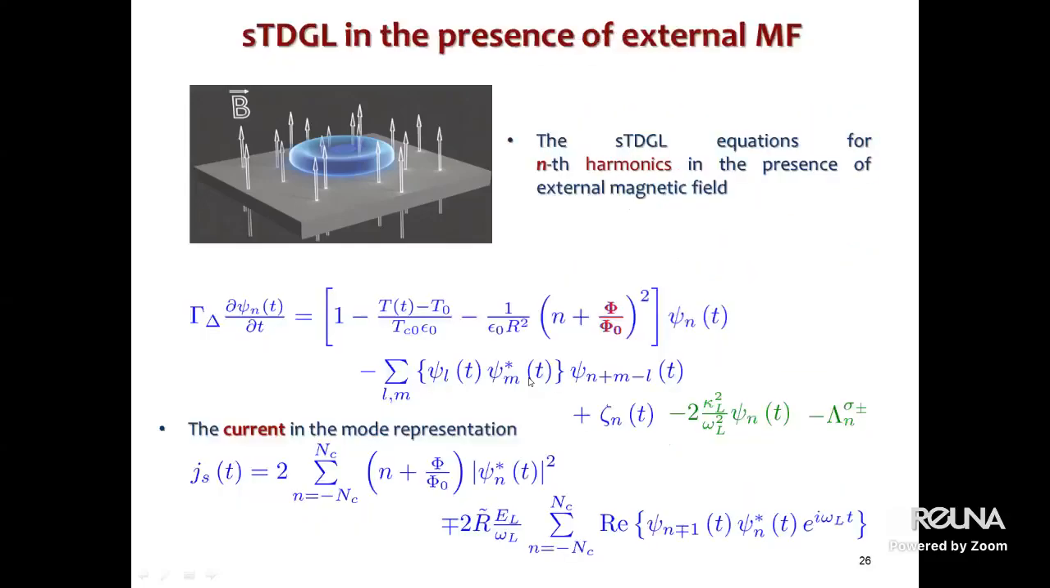So for that, we need to solve numerically a system of coupled stochastic time-dependent Ginzburg-Landau equations in the presence of an external magnetic field. If we compare with the previous situation, I add here the magnetic field, highlighted in red, and I'm looking for the current. The current in the mode representation takes the form shown here.